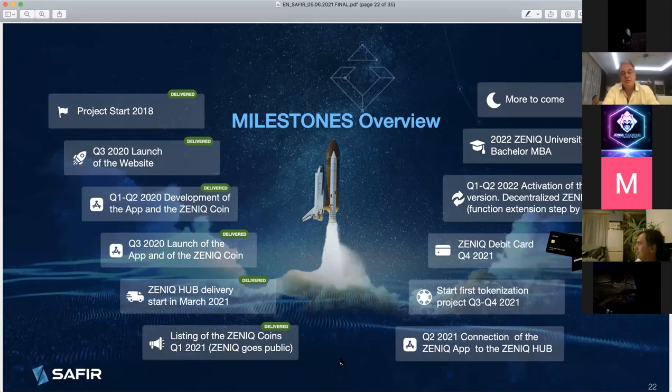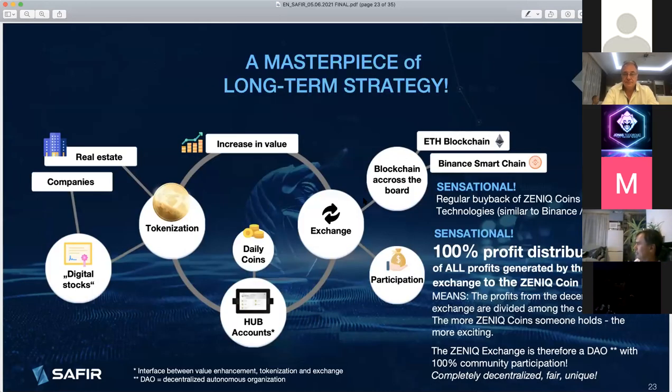So the next part is now to connect the banking services, to release the first 2 real estate tokenization programs, the ZENIQ debit card, the connection to the ZENIQ exchange, the university for education, because all of us need education to have more understanding of the cryptocurrency world, and also a lot more to come connected to the whole concept.